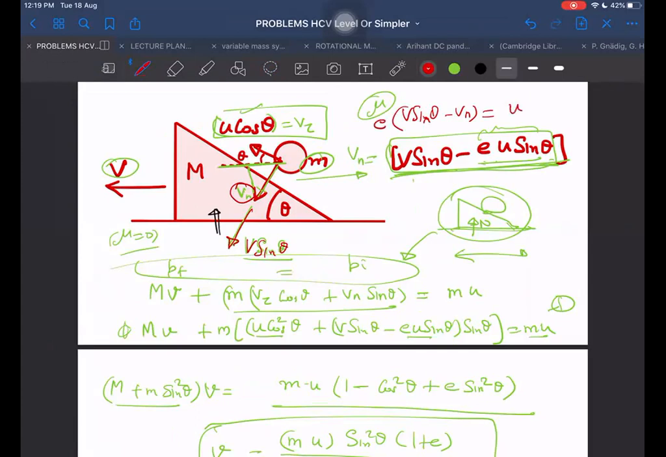No, the opposite I'm saying, sorry. Velocity of separation will be E times the velocity of approach along the normal. Yes sir, this is the equation which I understood. V sin theta minus Vn is equal to E into u sin theta. So Vn is coming out to be v sin theta minus E into u sin theta. From here to here we are getting.